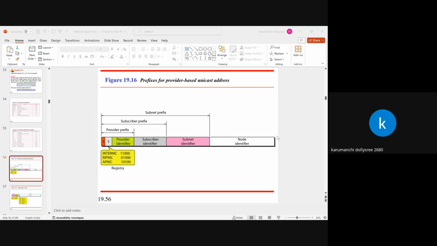And you can see here InterNIC, RIPE NIC, and APNIC. That is taken as the registry identifier, right? This registry identifier holds a 5-bit field. It indicates the agency, which agency has registered this address. Currently we have three registry centers defined here, and they have also defined specific codes, right?